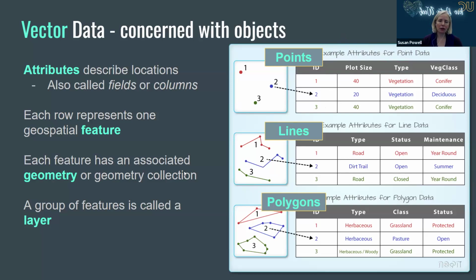And then the kind of hidden part to many geospatial data is the geometry itself. It doesn't appear in the table of data, but each of these features is associated with a geometry of some sort that's stored in a separate way. And when you get a group of features together, that's called a layer.